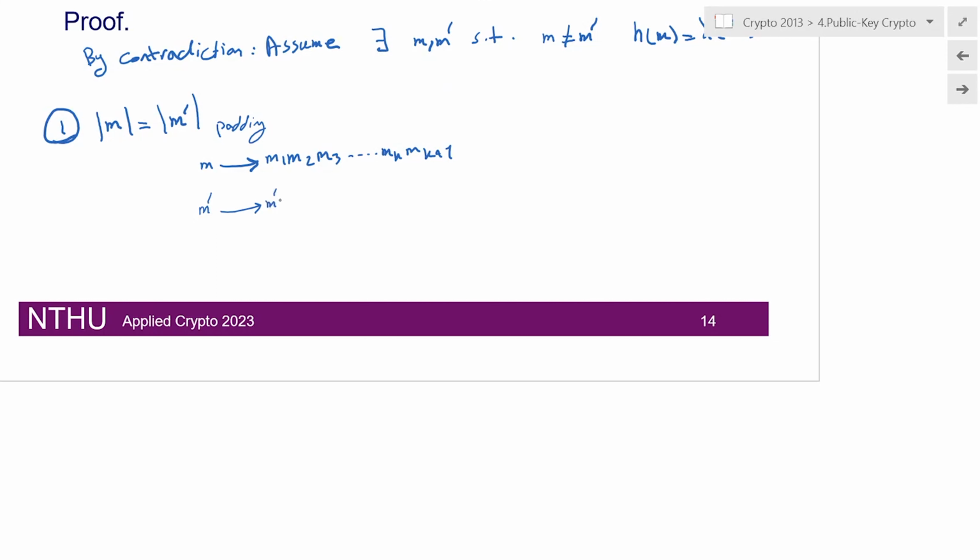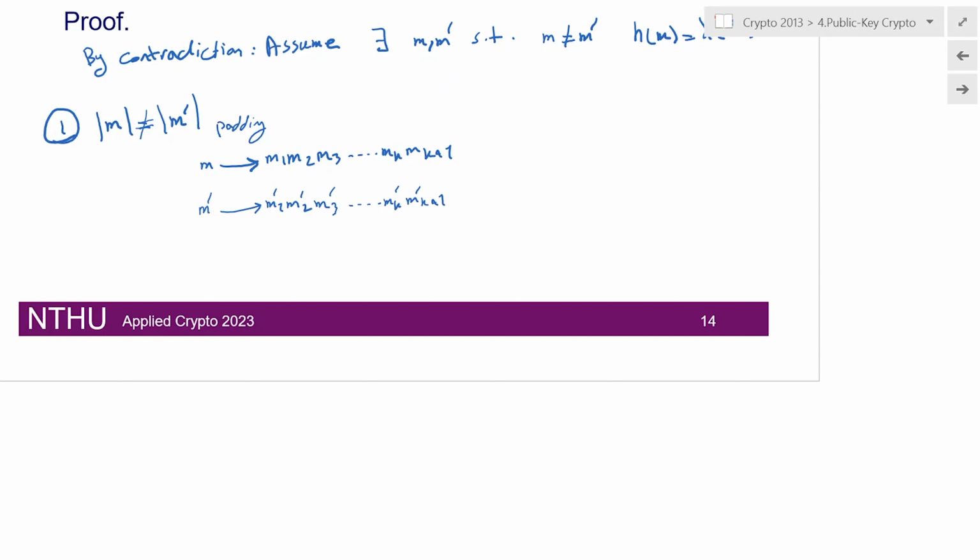We do m1 prime, m2 prime, m3 prime, and so on, all the way to mk prime, and then m prime k plus 1, right? I'm sorry, for the first case I'm just writing in reverse. Let's do this one, it's easier: the case where their lengths are not the same.